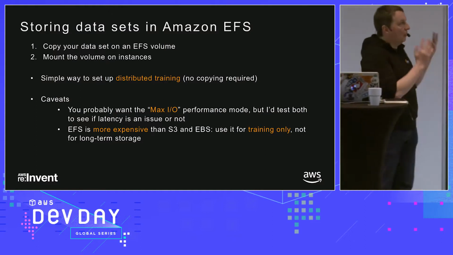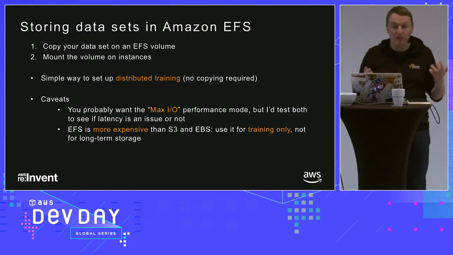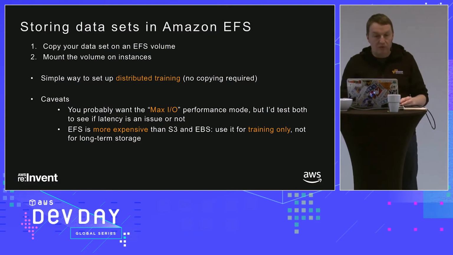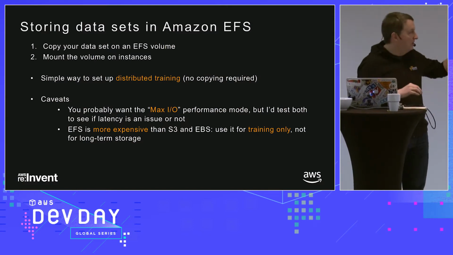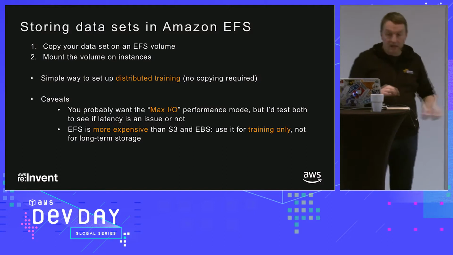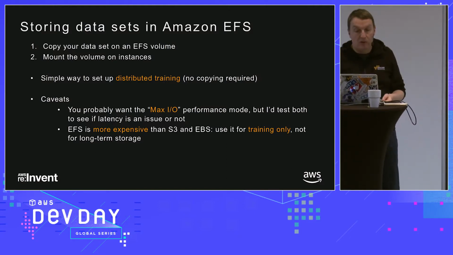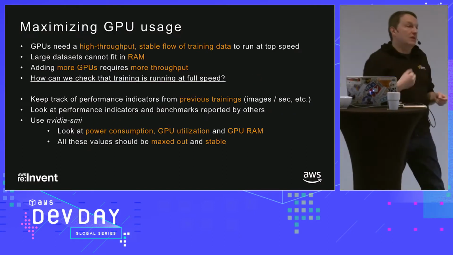Okay, so that's it for storage. So three different options: S3, EBS, EFS. You make up your own mind. And all of that obviously applies to any deep learning library.